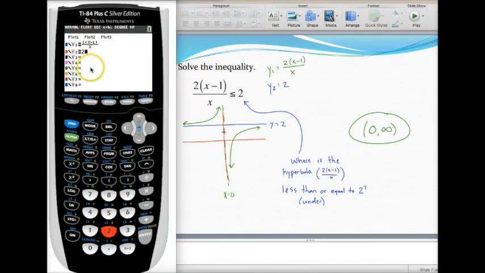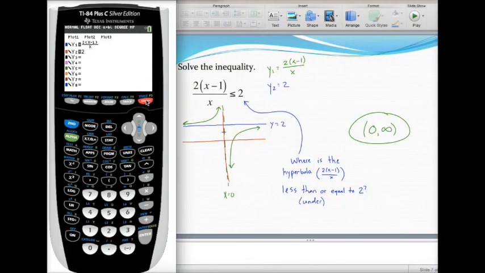So I've gone ahead and entered in the two sides of my inequality into my graphing calculator. Note, if you don't have the newer calculators that do the fractions like this, make sure you have a double set of parentheses around that numerator. But let's go ahead and hit graph, and I'm just in my standard window to see what happens.